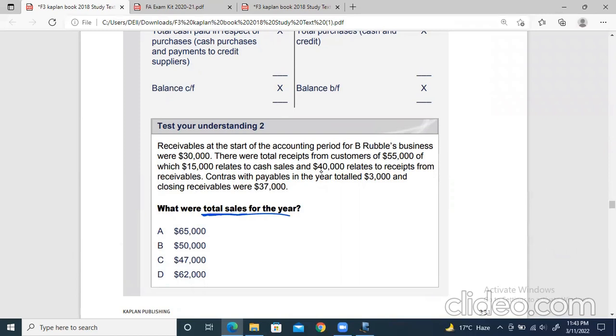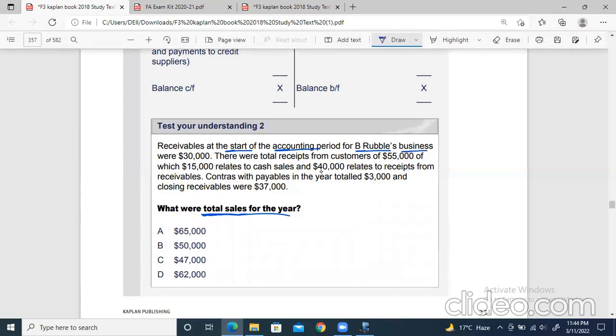Now, receivables at the start of the accounting period for B Rebels business were 30,000. That means this is the opening balance. 30,000 is the opening balance of the receivables account, right? There was a total receipt from customers of 55,000, of which 15,000 relates to cash sales and 40,000 relates to receipts from receivables.